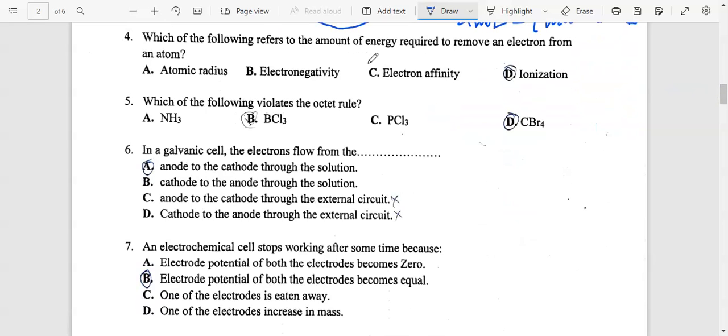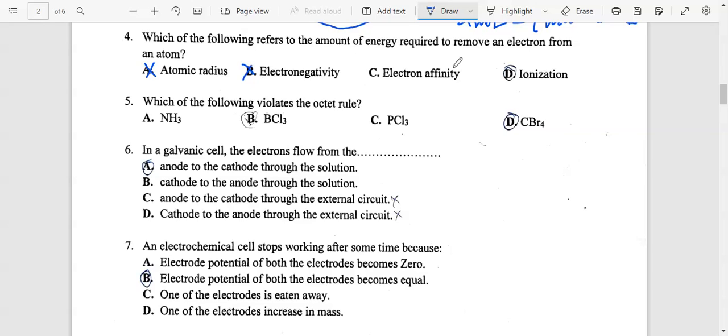Which of the following refers to the amount of energy required to remove an electron from an atom? Atomic radius. Atomic radius is the distance of an electron from the nucleus. So this is not true. Electronegativity. Electronegativity is the ability of an atom to pull electrons to itself when it is being shared in a bond. So this is not true.